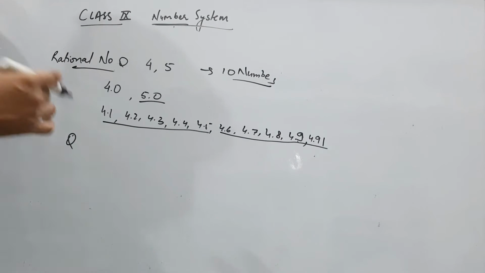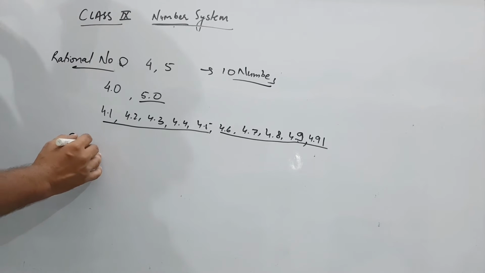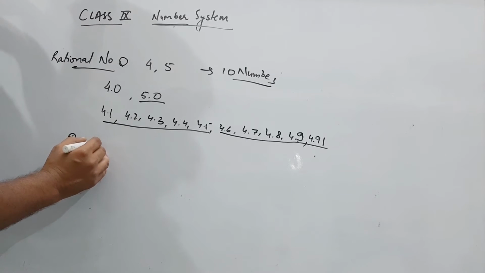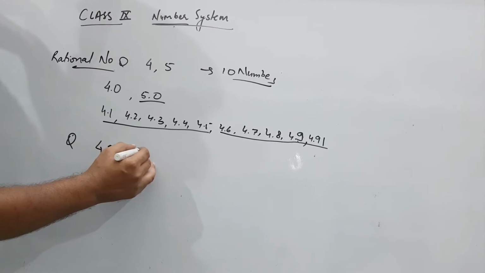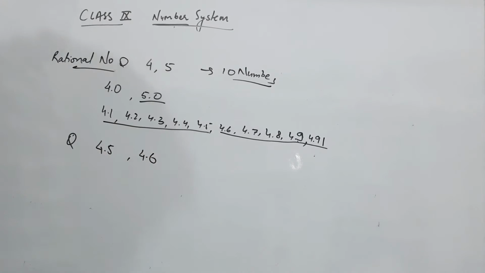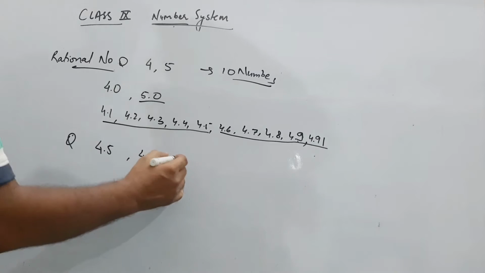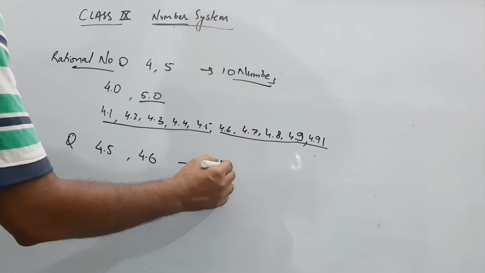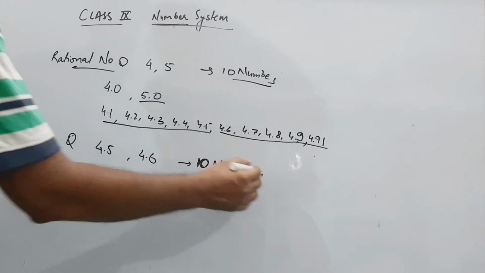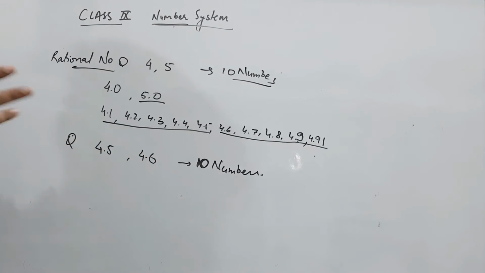Let me give you some tougher questions, and if you want to try it, you can pause the video. So the question is, find rational numbers between 4.5 and 4.6. I hope the question is clear. You have to insert 10 rational numbers between 4.5 and 4.6. So you can use the fraction method or you can use this direct method.